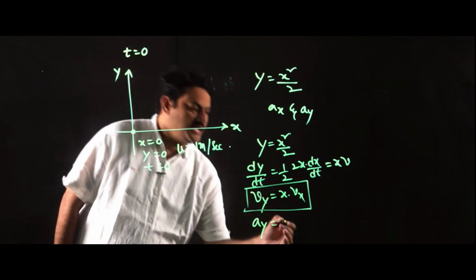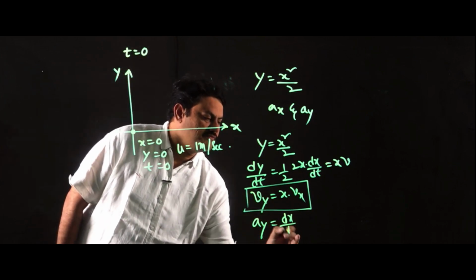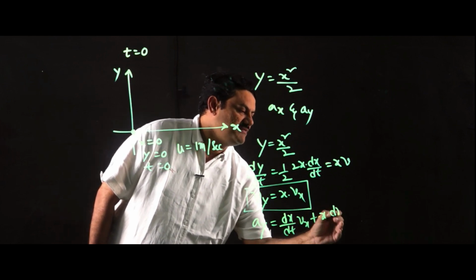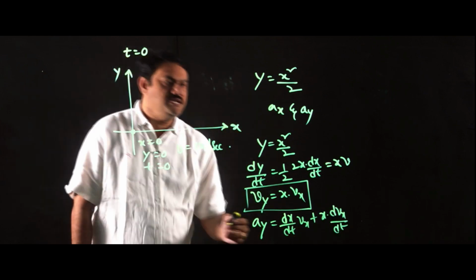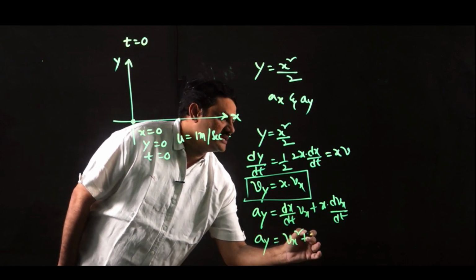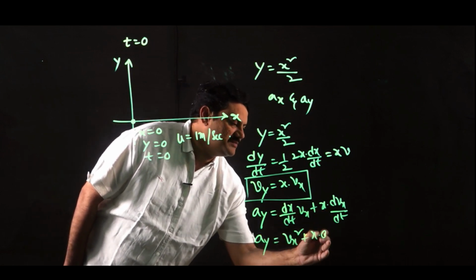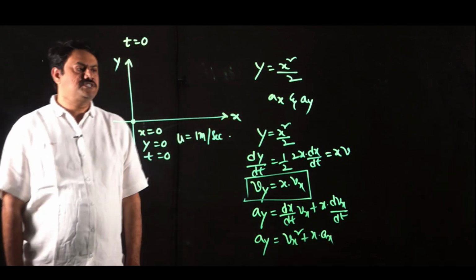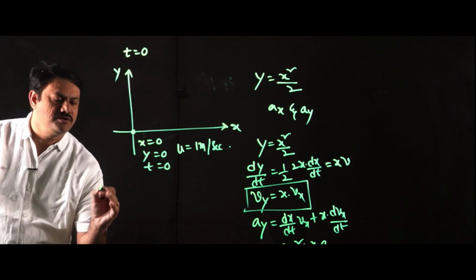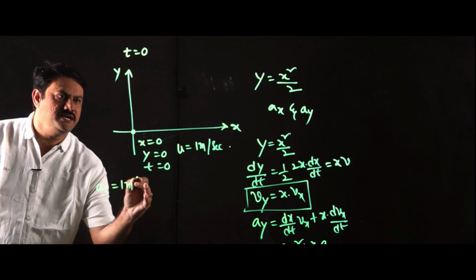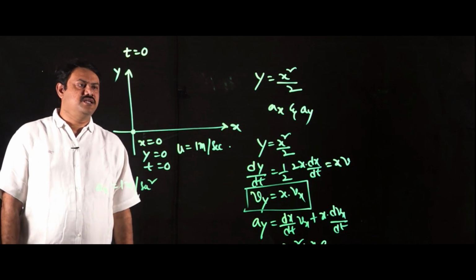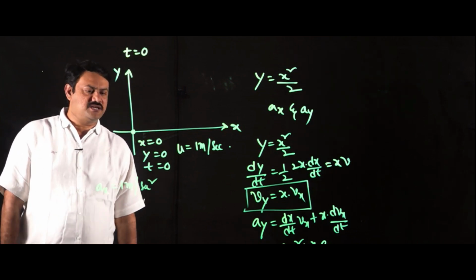So dx by dt into vx plus x into dvx by dt. Therefore ay is equal to vx square plus x into dvx by dt, which means ax. Now in the first option given, ax is equal to 1 meter per second square, which implies that when the particle is at the origin, ay is equal to 1 meter per second square.